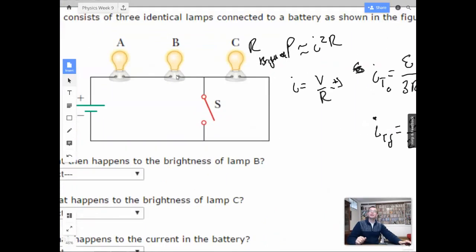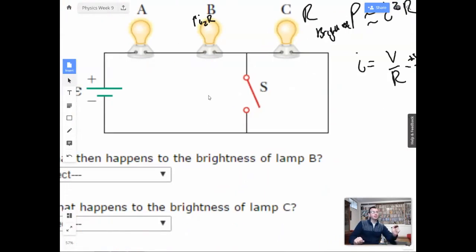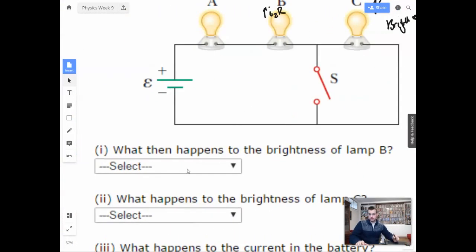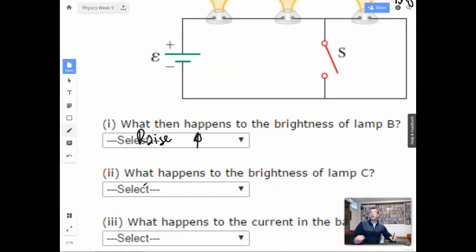I don't know what the total brightness is going to be, but for this lamp we're going to have I squared R for the brightness. If I goes up, then the brightness is going to go up, and the resistance for the individual lamp is going to stay the same. So brightness of lamp A will increase, go up. Brightness of lamp B: what happens to the brightness of lamp C? It's going to go to 0.